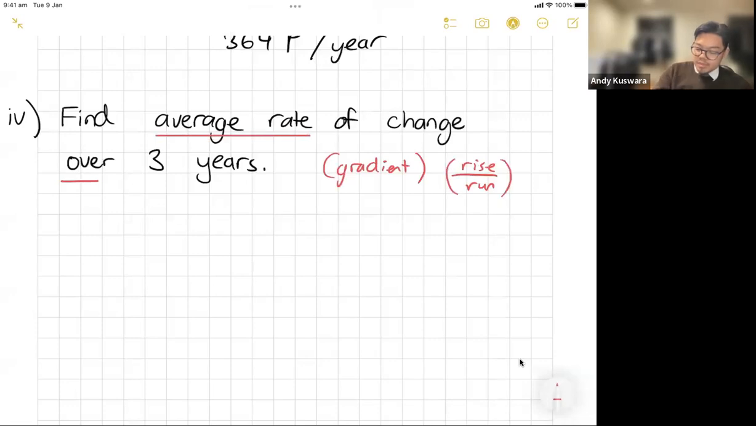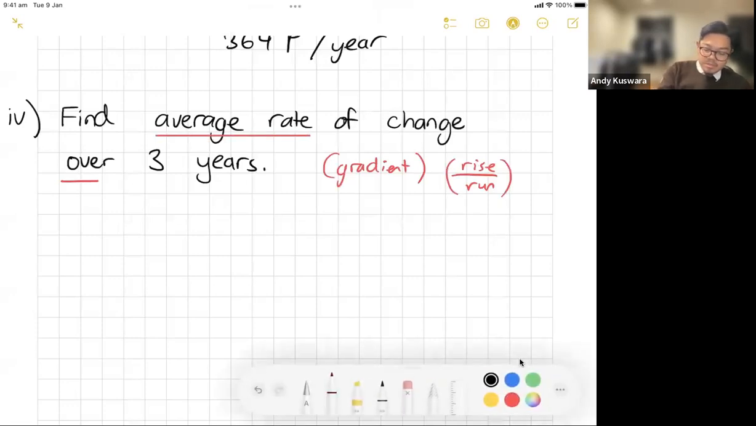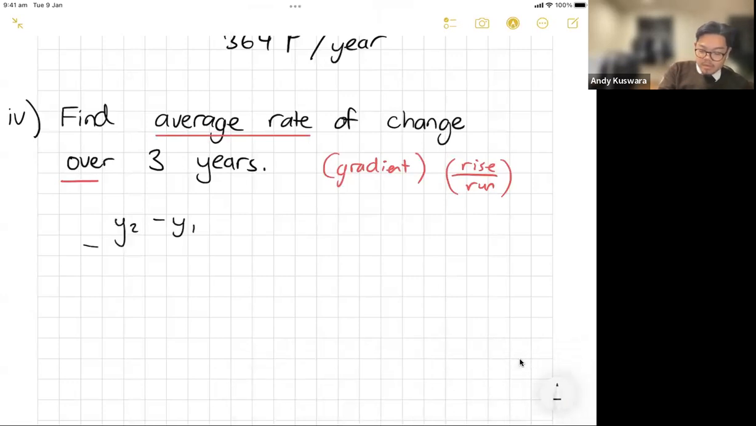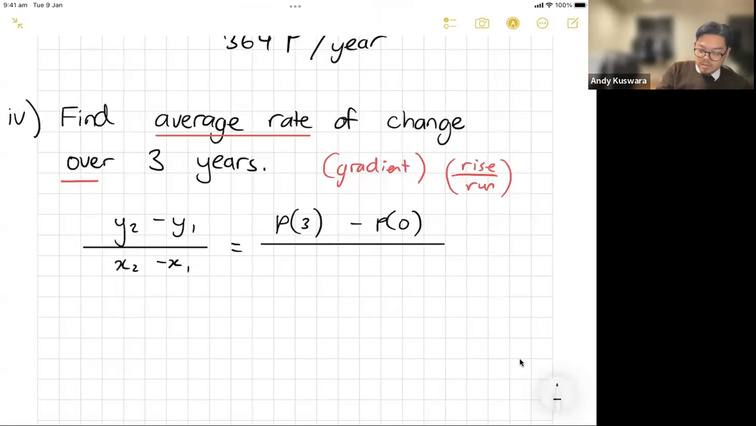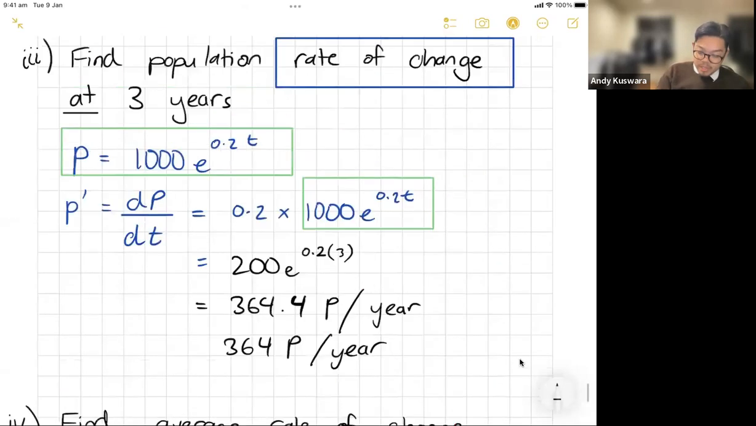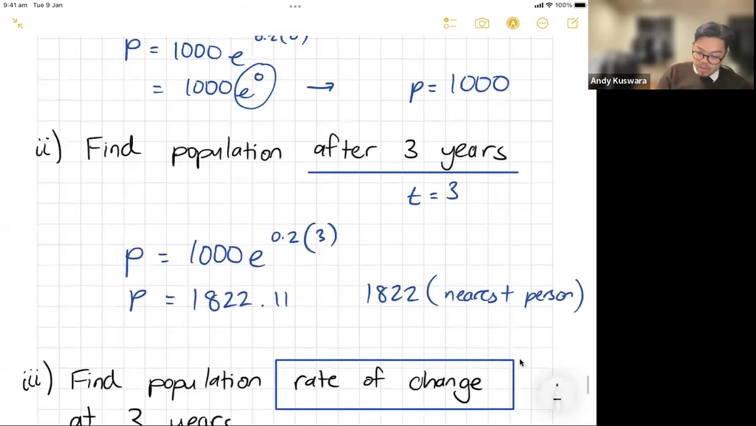So it's going to be y2 minus y1 on x2 minus x1. In this particular case, it's my population at 3 years, take away my initial population, over the time, which is 3 years, take away 0. So I've got all the information already. What's my population at 3 years? I think I said 1822.